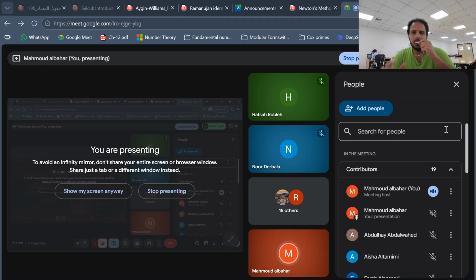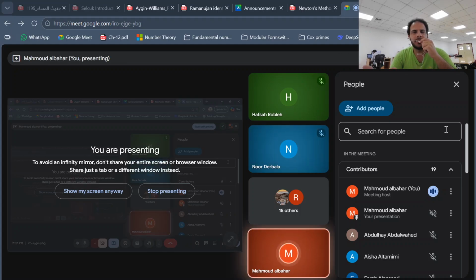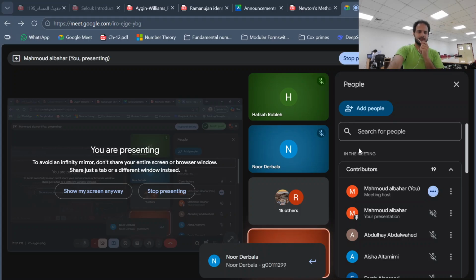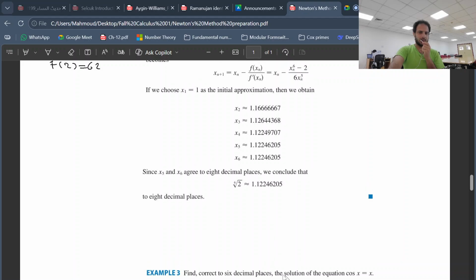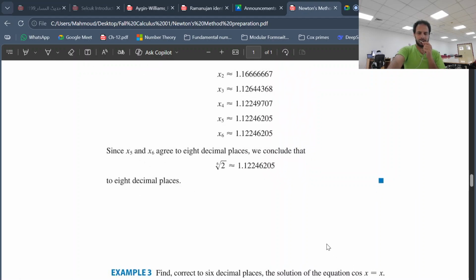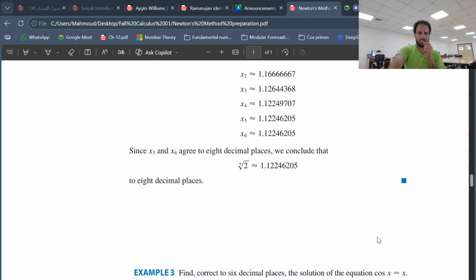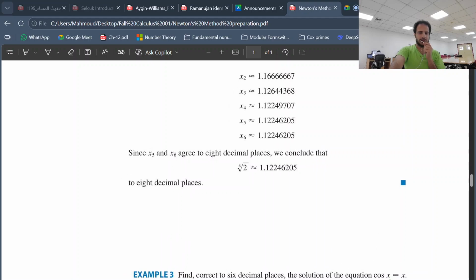Today we will continue solving problems from Newton's method. We continue the cosine example. You remember last time at the end we started the cosine example, right? But we didn't have enough time to complete it. So let's do it again.